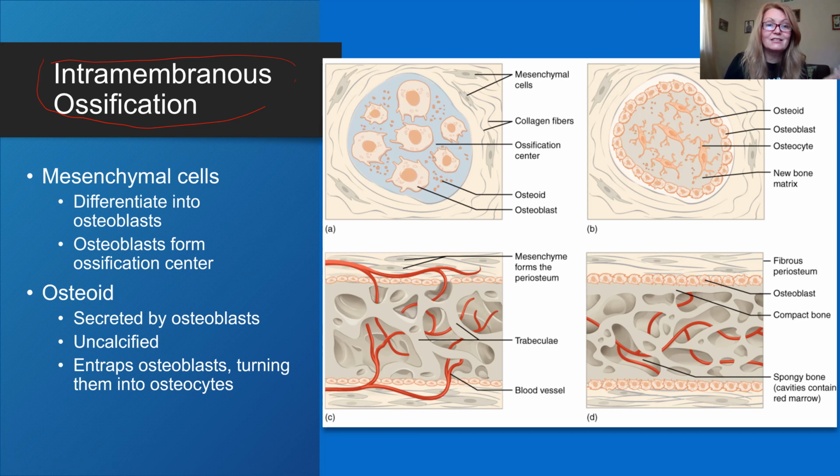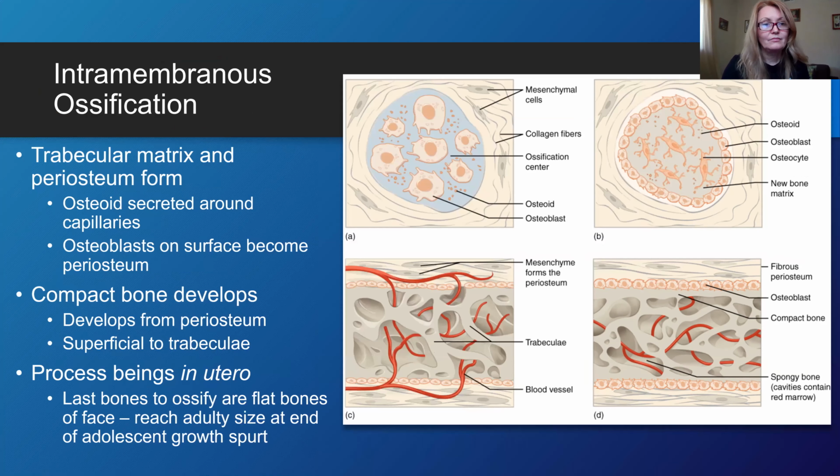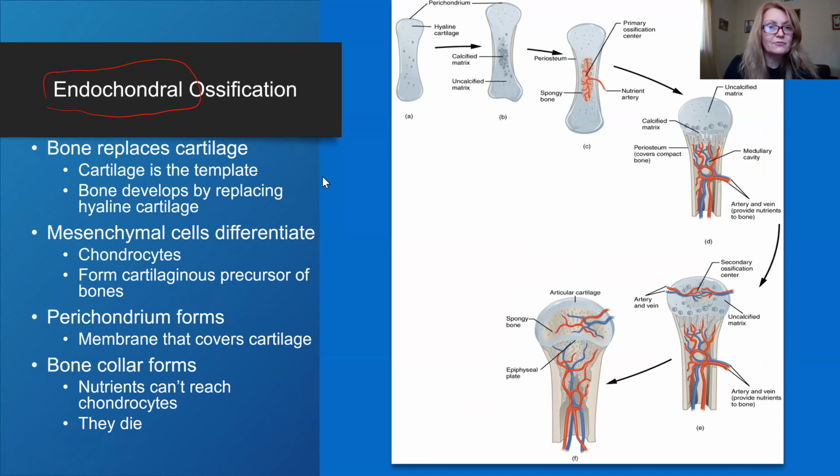Now, what bone is that? That's a flat bone. So your flat bones are formed by intramembranous ossification. Those are the bones of your head and your clavicle. So the clavicle is formed by intramembranous ossification. Now, here we're pretty much done, right? Those are the last bones to ossify, the flat bones of the face, and they're formed by intramembranous ossification. Make sense?